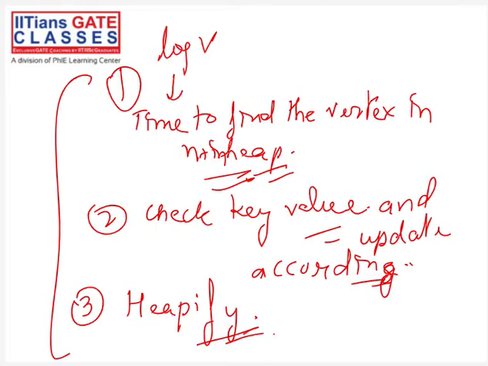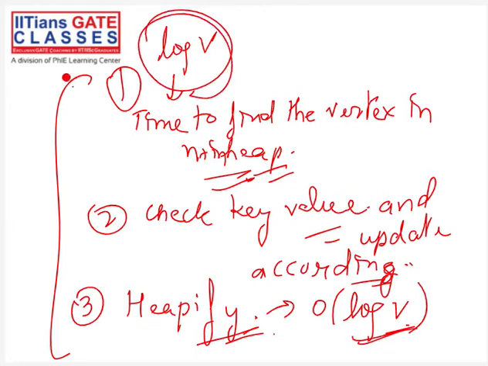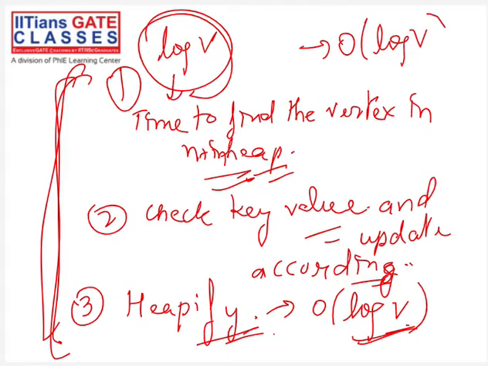First, find the vertex in the min heap, wherever it is. Second, check the key value of the vertex and update accordingly, I mean, if it has to be updated or not. And if it is updated, then you have to heapify. So in the worst case, every time it has to update, so you'll heapify every time. Heapify will again take order of log V time, correct? And finding will also take log V time. So in a nutshell, this whole procedure takes order of log V time. Clear to all of you? Yes or no?